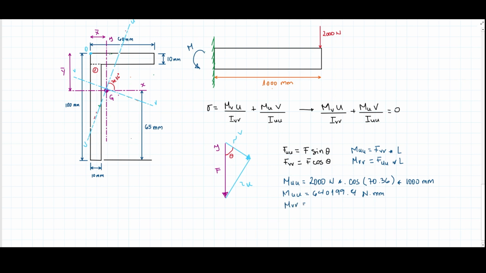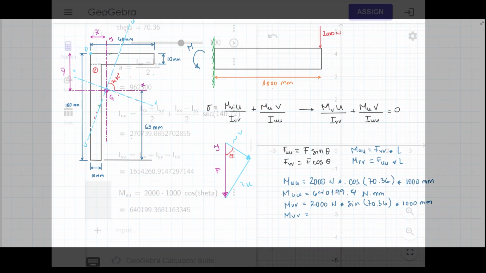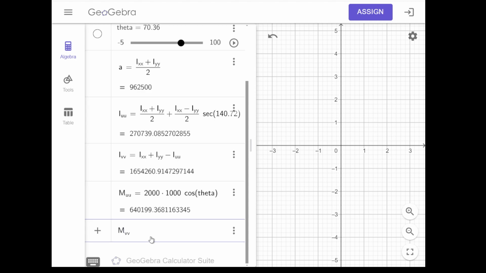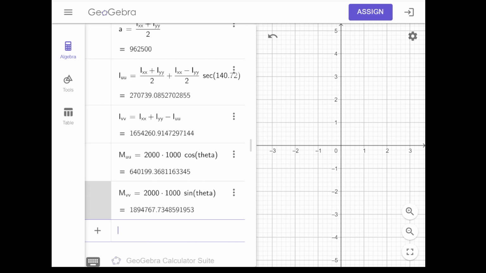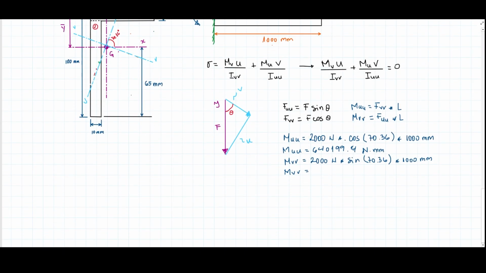Now for the case of MVV, I have similarly 2000 newtons sine of the angle we're dealing with times 1000 millimeters. Then the value of this moment is going to be, let's go back to GeoGebra, let's call it MV equals 2000 times sine of theta, times 1000. Yeah, let's go back to OneNote. And this is going to be equal to 1,894,767.7. Yeah, beautiful. Then let's construct this equation now.